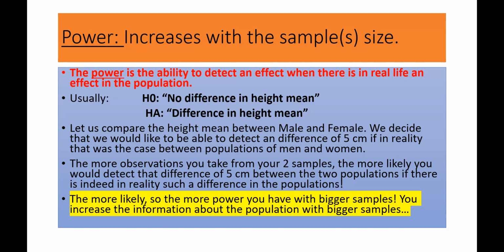If you had the entire population, your power would be 100%, okay? Because you have the entire population, you have all the information possible, but it's not possible to have this. I mean, in general, it is not possible, okay?